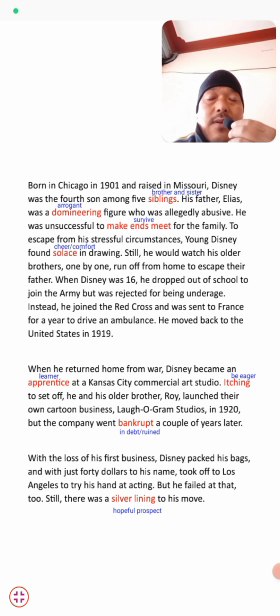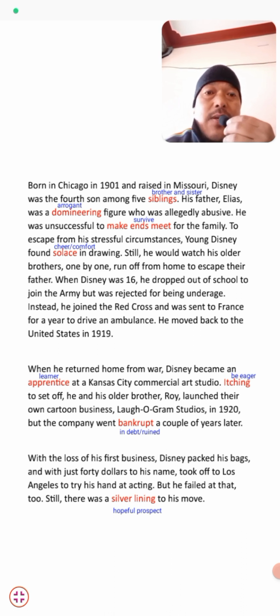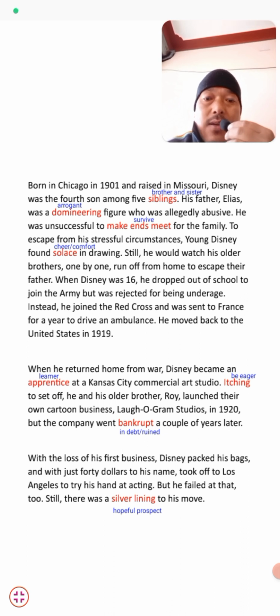The name of that cartoon business was Laugh-O-Gram Studio. They started the business in the 1920s, but the company went bankrupt a couple of years later. They were totally in debt and not able to move their business ahead because they owed a huge amount of money.